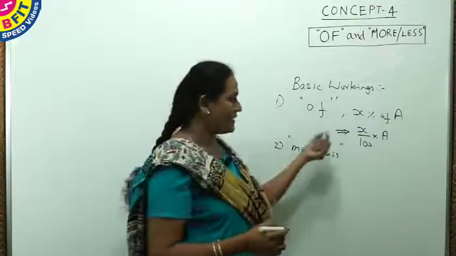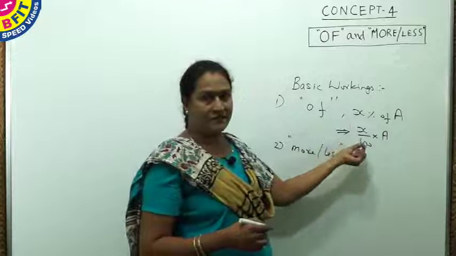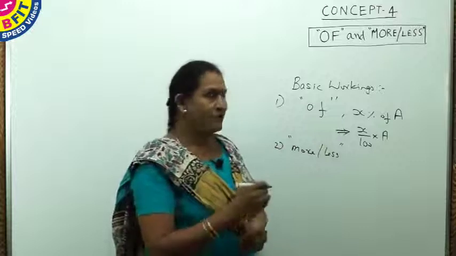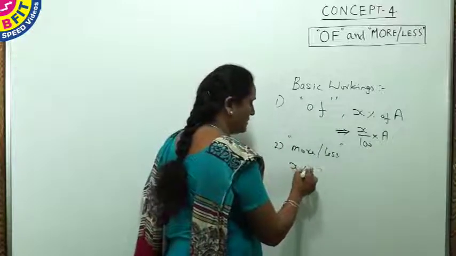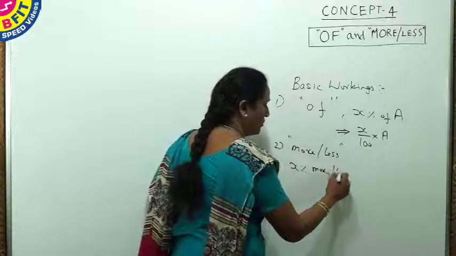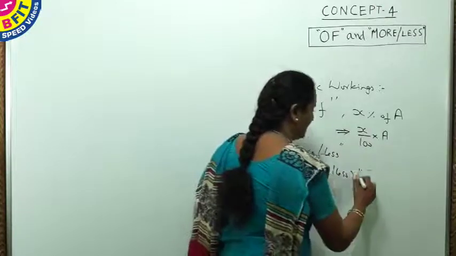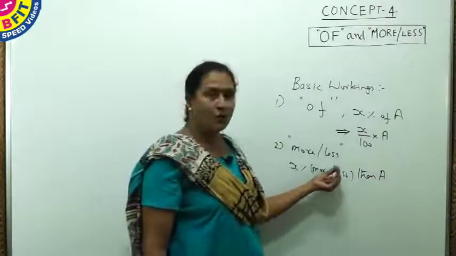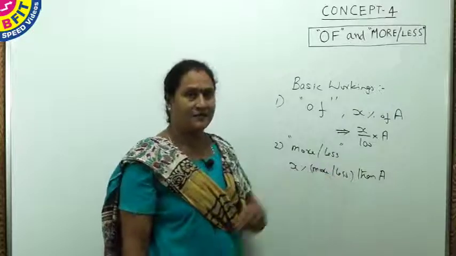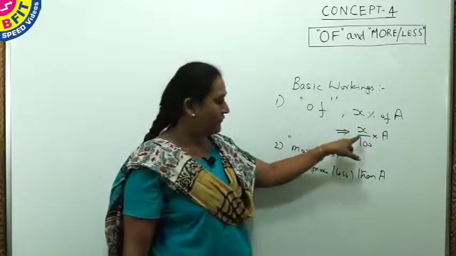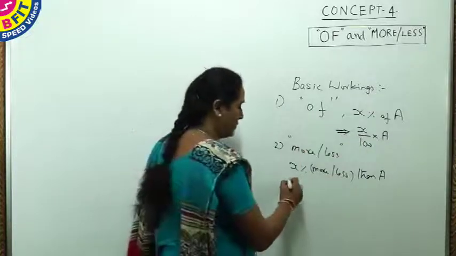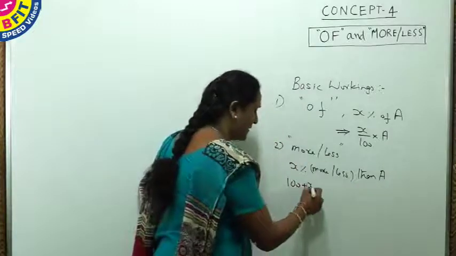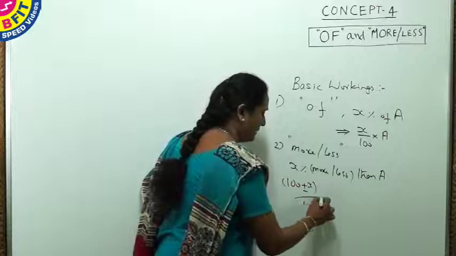So whenever they give us X% of A, whatever the percent is given, divide that by 100 and multiply it into the value A. Suppose they mention X% more or less than A, so much percent more than A or the corresponding percent less than A. Here when it is "of", we'll just write X by 100. When it is more, we add it with 100, or if they give us less, we subtract it from 100, by 100 into A.